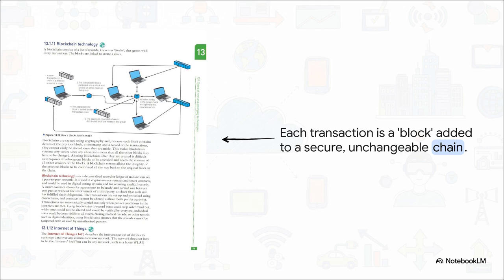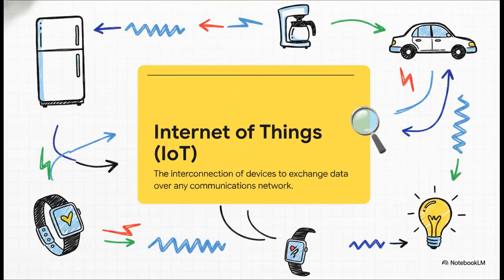Now here's the magic part. Each new block is cryptographically linked to the one before it, creating this digital chain that's incredibly secure and pretty much impossible to change. Next up, a term I'm sure you've heard 1,000 times, the Internet of Things, or IoT.